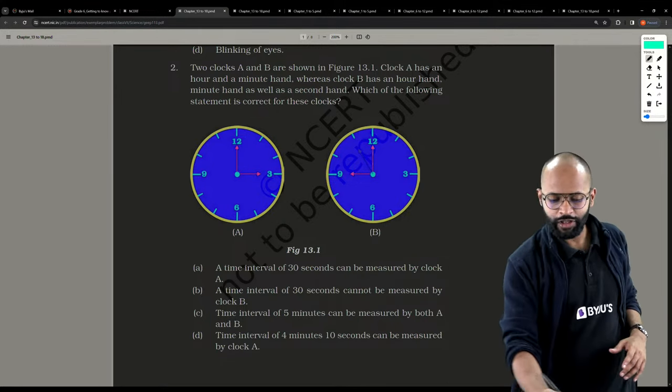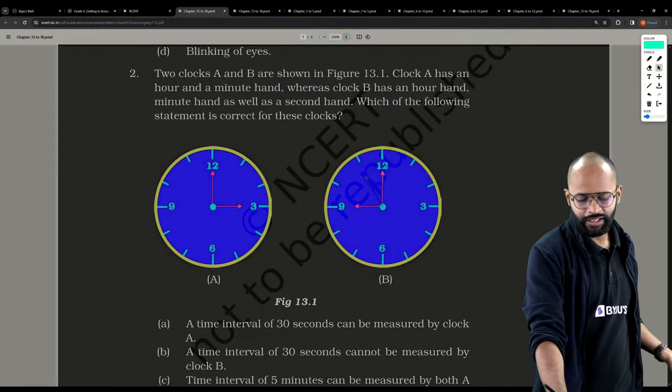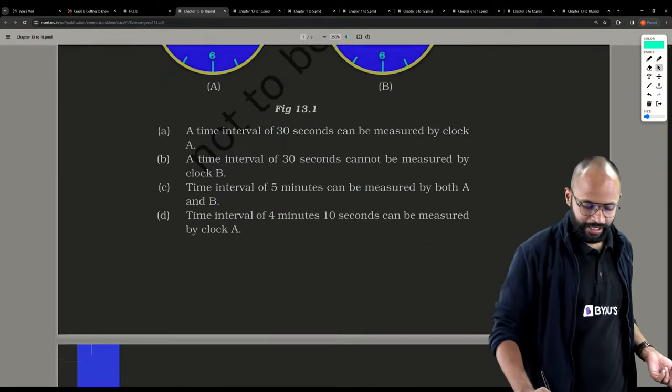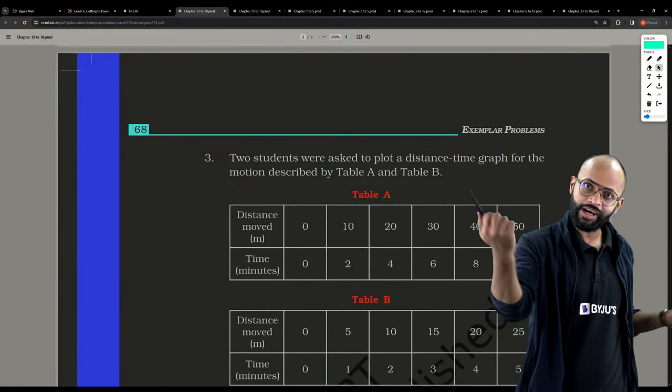For difficult, I will do it later, I will do the Olympiad. But now it's exam season, no? So that's why. Okay? Exemplar is supposed to be difficult only. If you feel it is easy, it means you are very very pro.